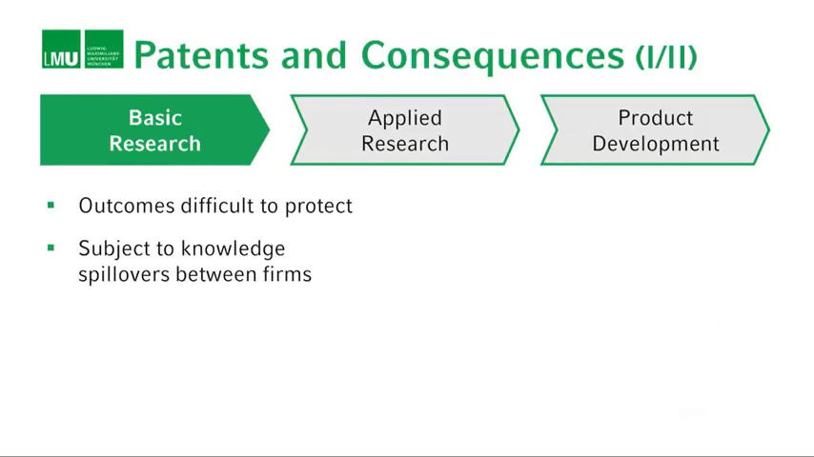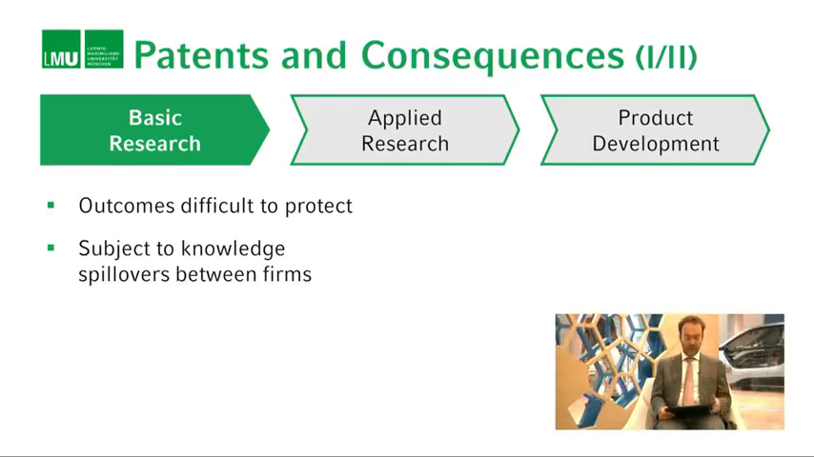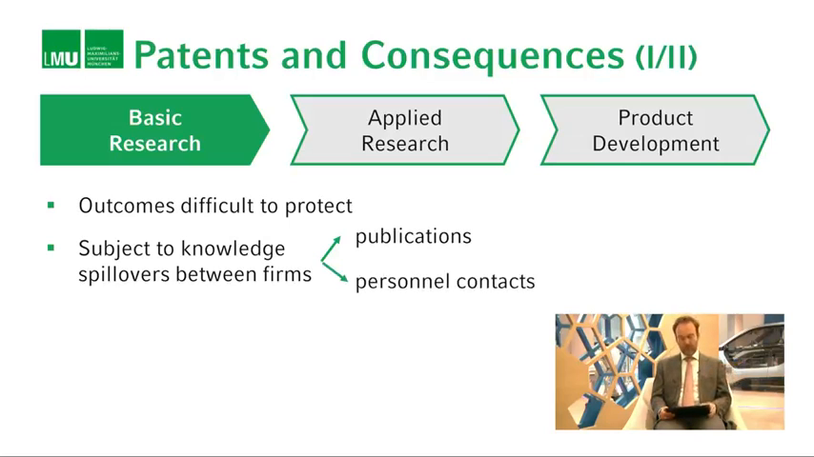Now, how these three stages of R&D differ is actually quite an interesting question. And in particular, they're interesting when we think about the patentability of these products and the consequences. So basic research has the main characteristic that the outcomes are difficult to protect. They're often subject to knowledge spillovers between firms. These could come either through publicly available publications, or through contacts between the personnel of different firms. So knowledge spillover simply means that one firm learns from the activity of another.